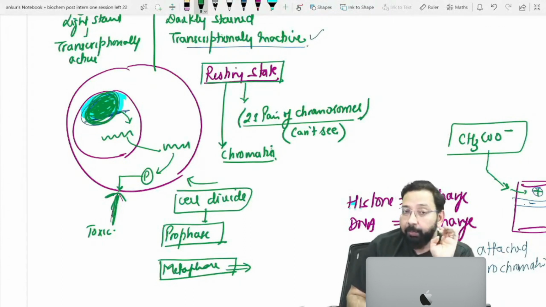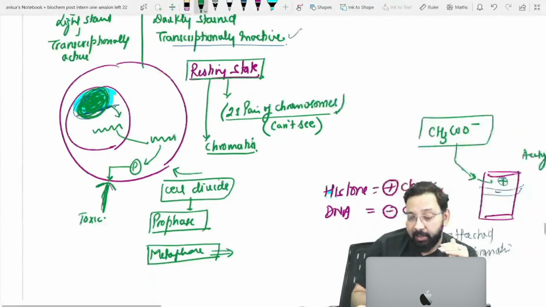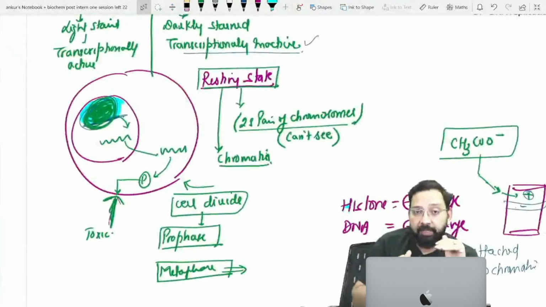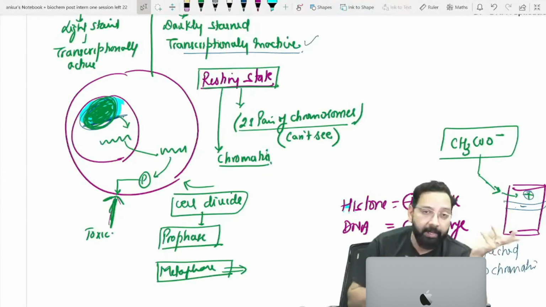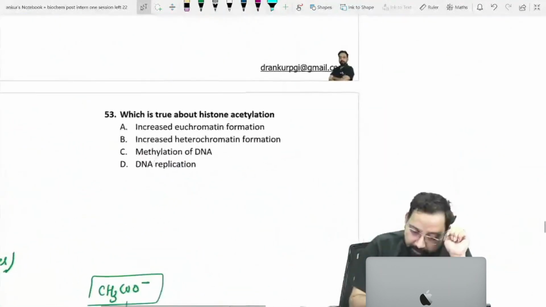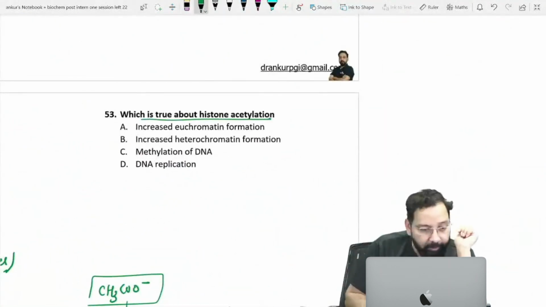So this is the way we express the gene. Many genes are kept in heterochromatin, in an inhibited state. When we require them, these genes are activated by acetylation of histone, and they synthesize messenger RNA. Messenger RNA goes to the cytosol, synthesizes protein, and the protein tolerates that adverse condition. So the question was asked: acetylation of histone. Yes, answer please.